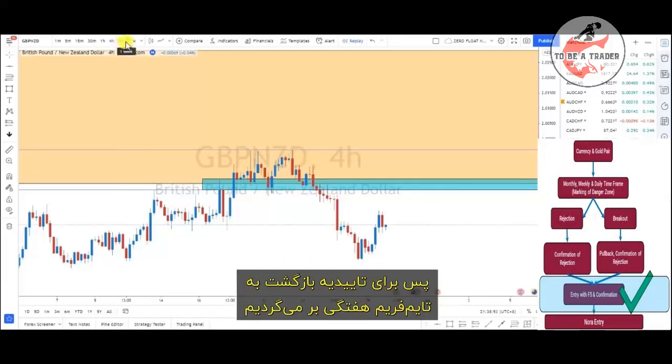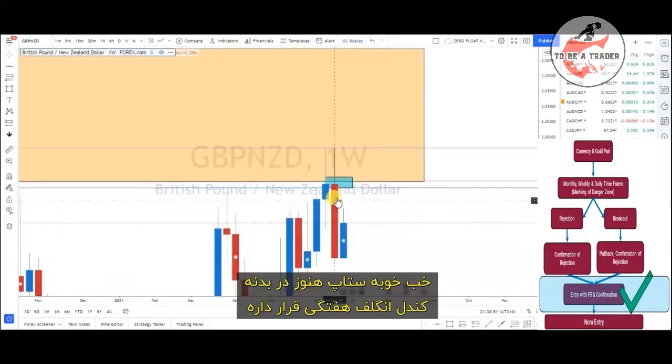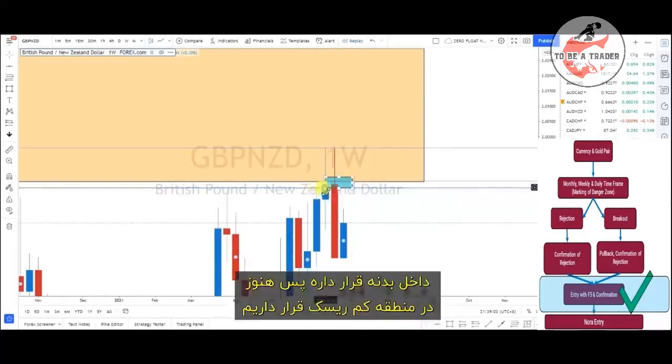So we go back to the weekly time frame for confirmation. Okay, good. The setup is still inside the body of the weekly engulfing candle. You see this horizontal line here? It's still inside the body. So we are still at low risk.